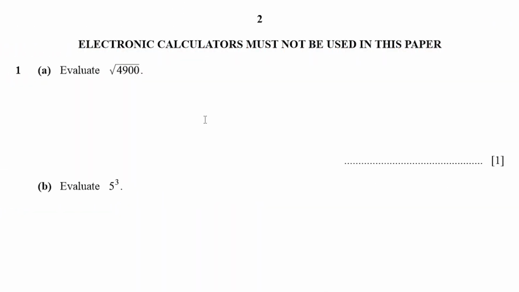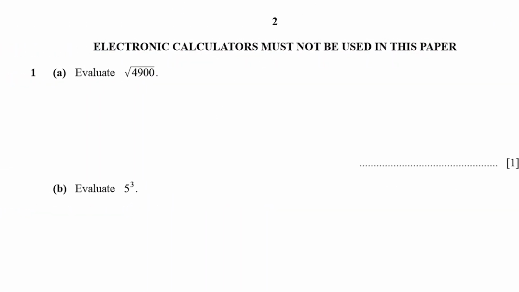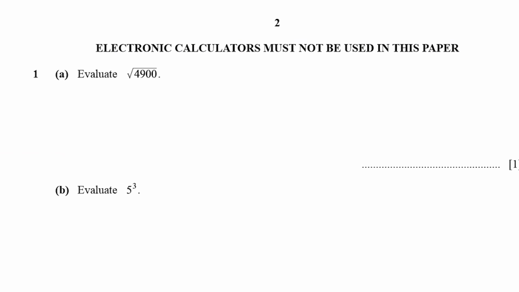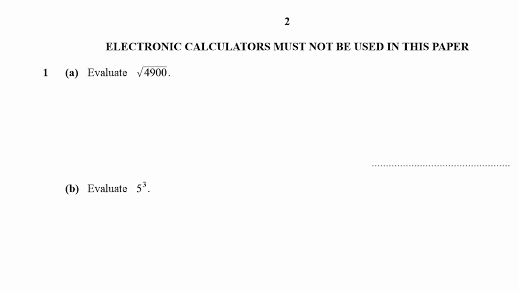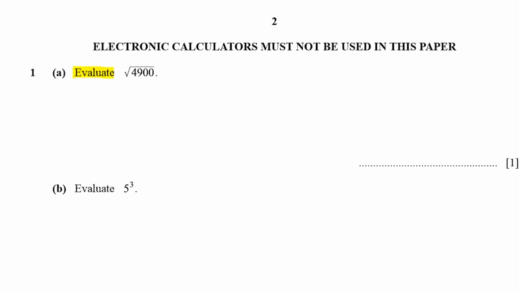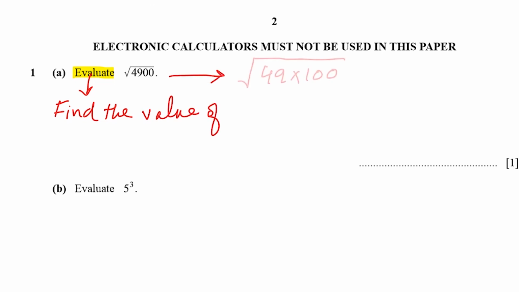Calculator version, and electronic calculators must not be used in this paper. So let's start. Question number 1, part A, evaluate. Whenever there is evaluate, it means find the value of, and find the value of means you have to give the numerical answer. We take this 49 multiplied by 100.